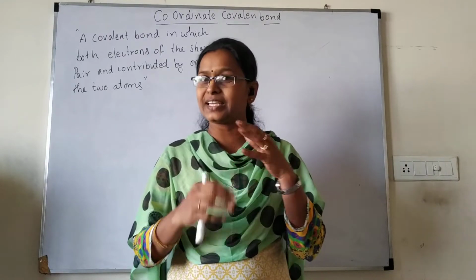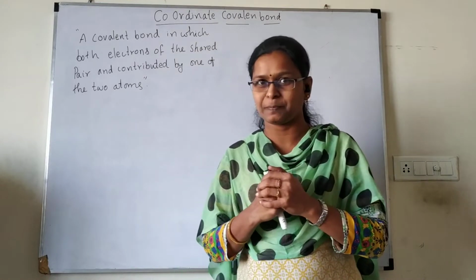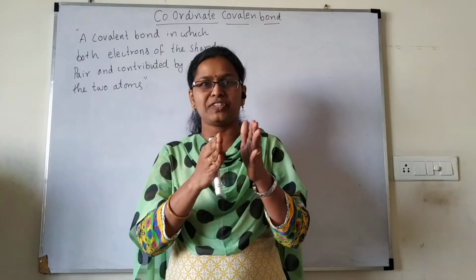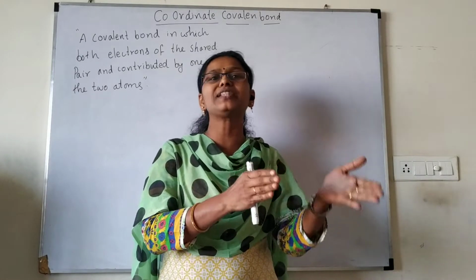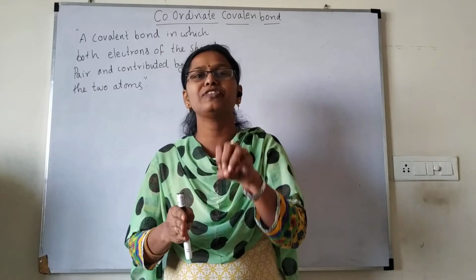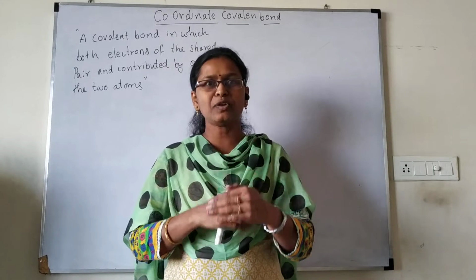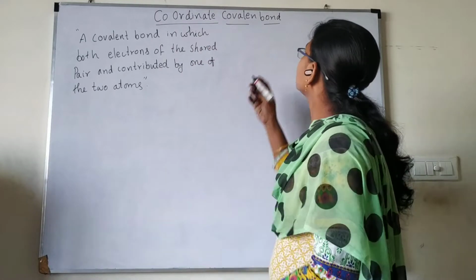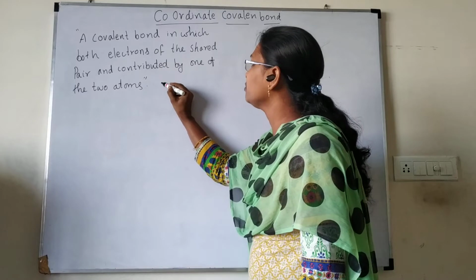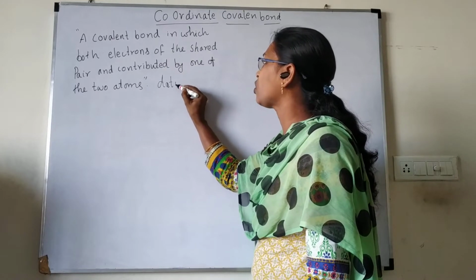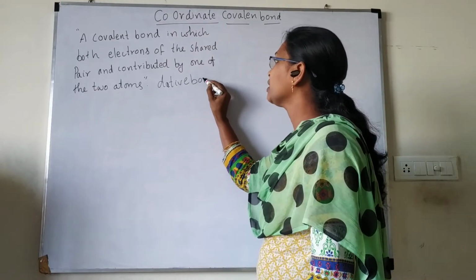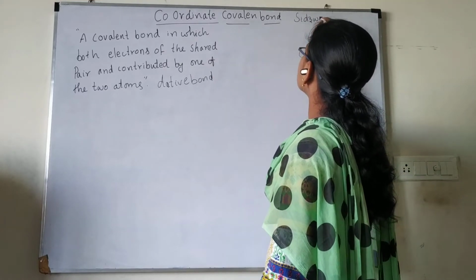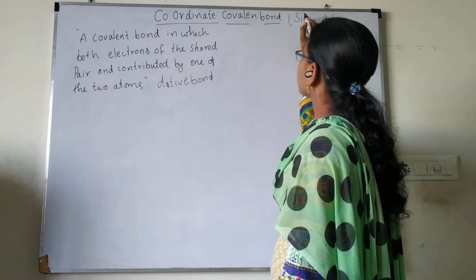And here it's a special type of bond actually. One atom is completely electron deficient and another atom is giving the electrons to that particular deficient atom. Okay, so that is what we are calling a coordinate covalent bond. This we can also call a dative bond. And this bond was given by the scientist named Sidgwick.